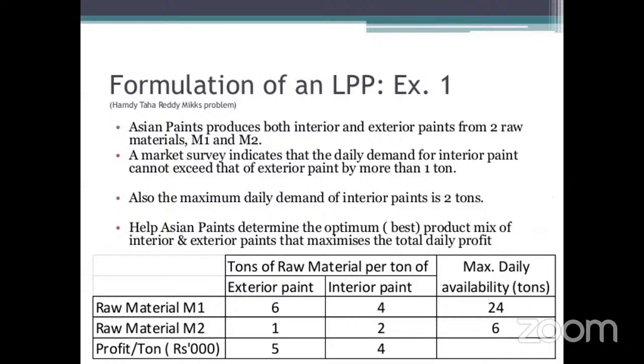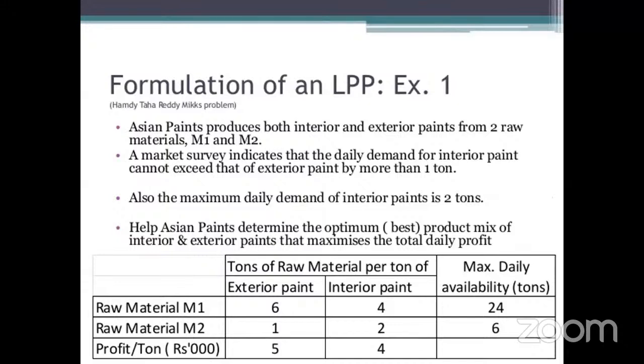Good. You read the question once again. Whatever you said is good, and also the maximum demand should not be more than 2 tons, sir, because they have given the maximum daily demand is 2, for the interior paints. Read the question once again, that is also another condition, another constraint.